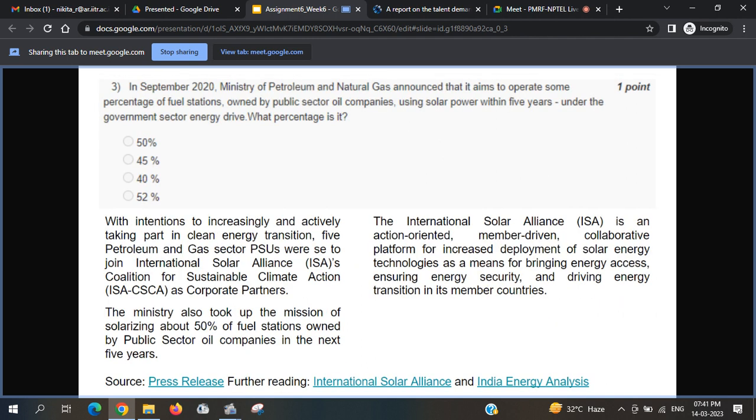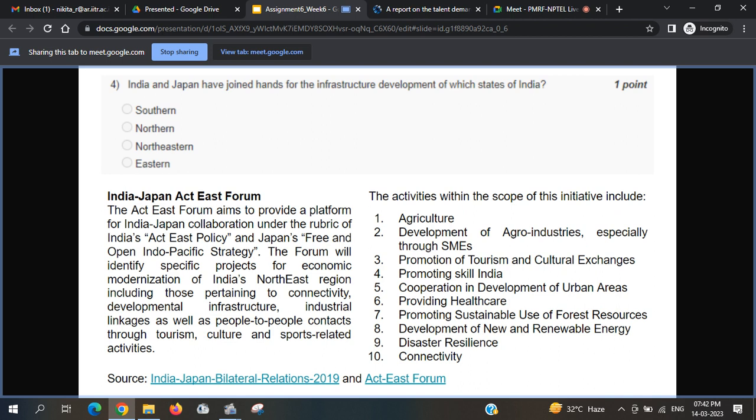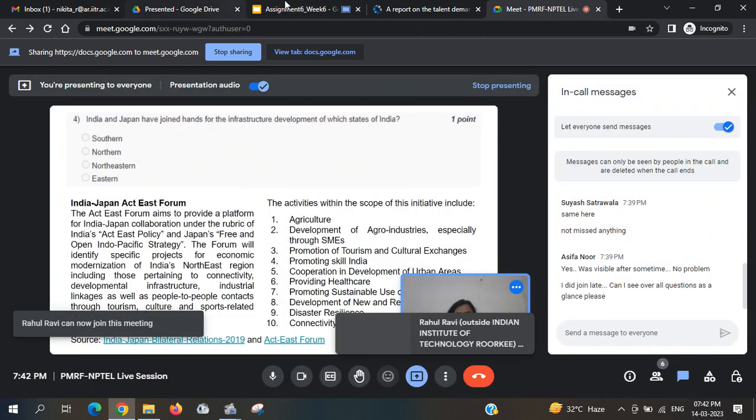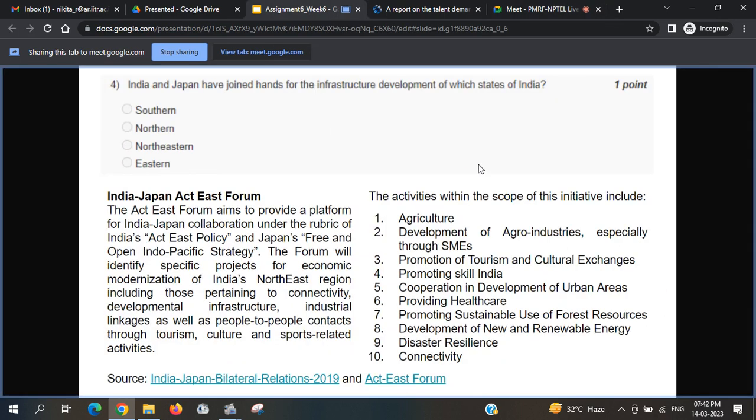Then this is a question about India's intentions of solarizing 50% of the fuel stations which are operated by the public sector. Then this is a question about the Act East Forum, which is part of India and Japan's bilateral relations for the infrastructure development of the northeastern states of India.